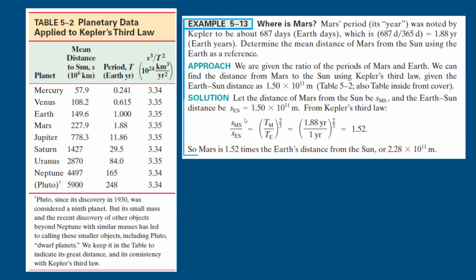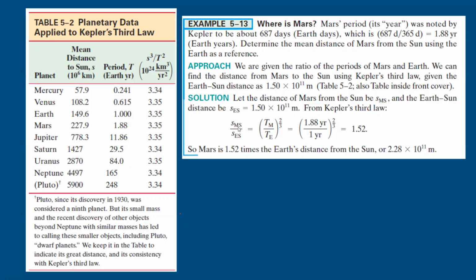Why 2/3? Because it was 1/3 here. Right? Okay, then you remove the square by taking the cube root on both sides. So the cube root is the 1/3 power, times the squared, so it becomes 2/3.